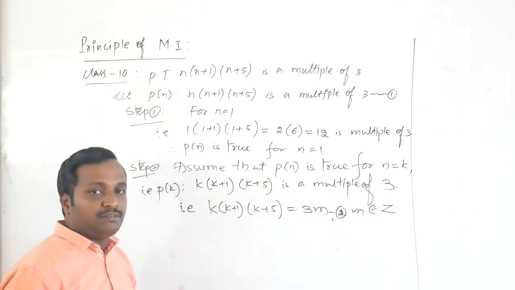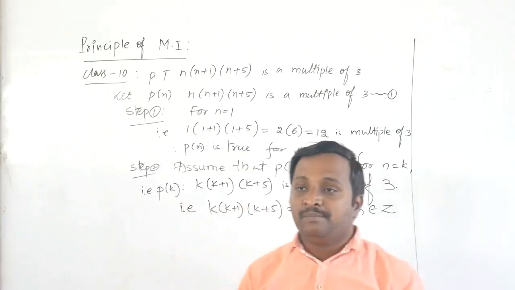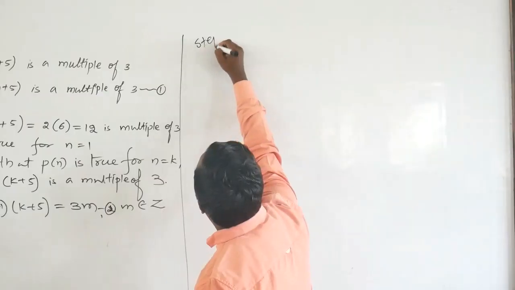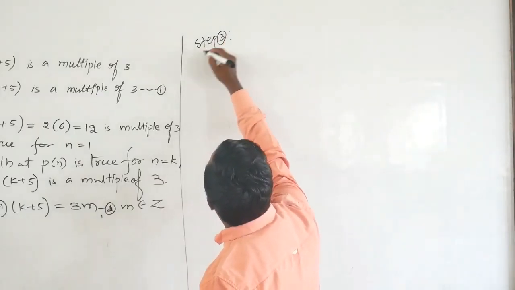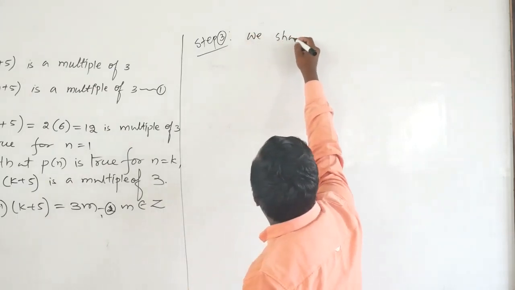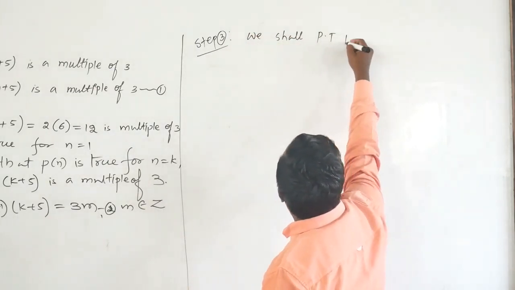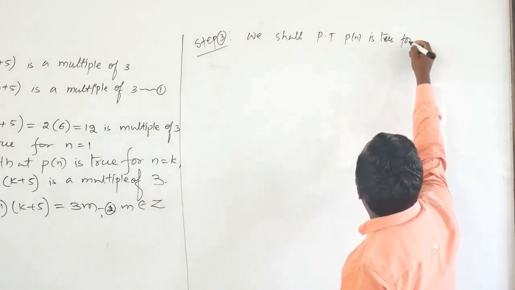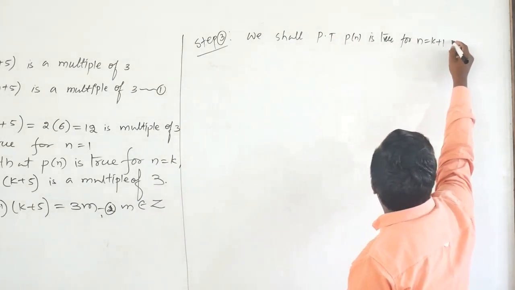Keep this space, we have to keep it, we don't know how it will help us. So that's why we have to move on. Step 3, that is in step 3 we shall prove that P of n is true for n equal to k plus 1 also.